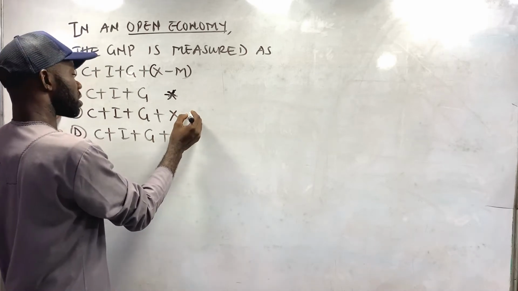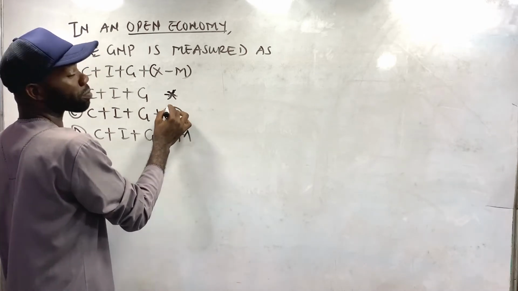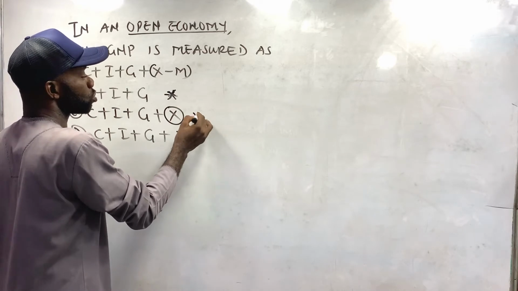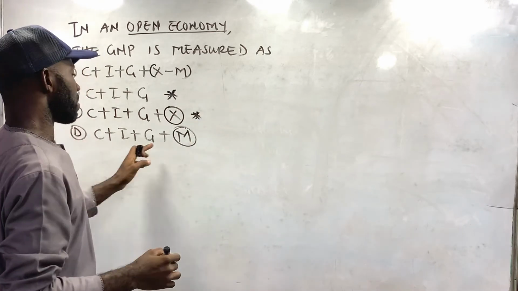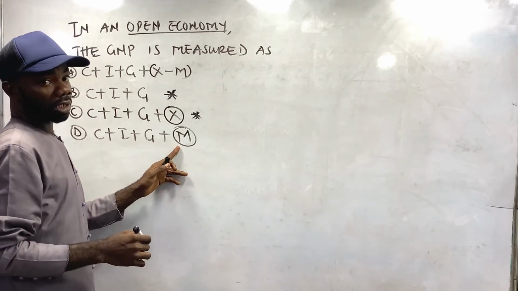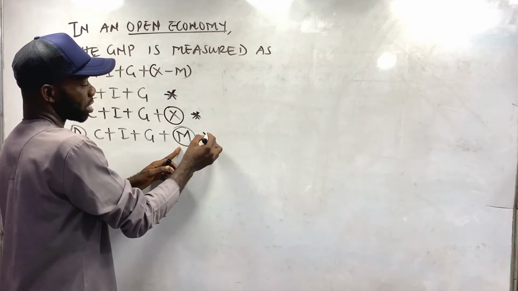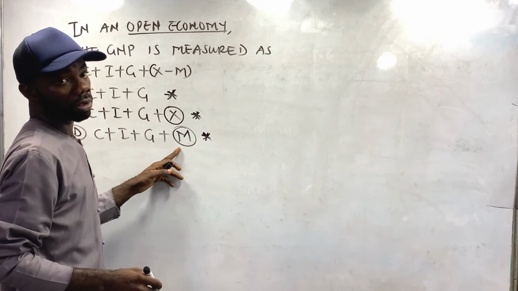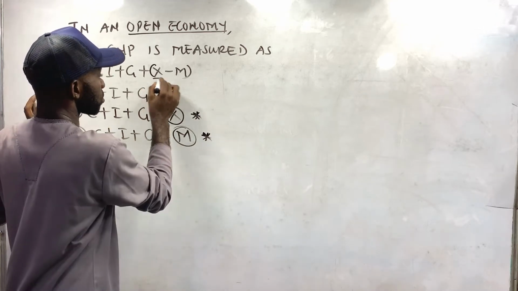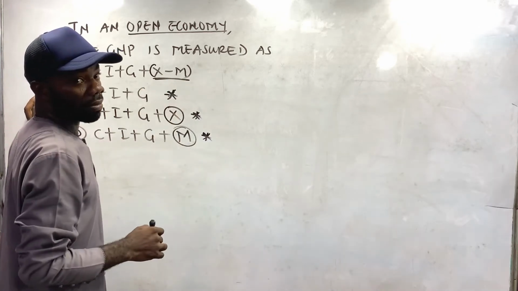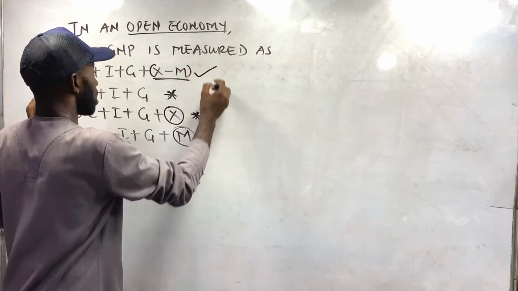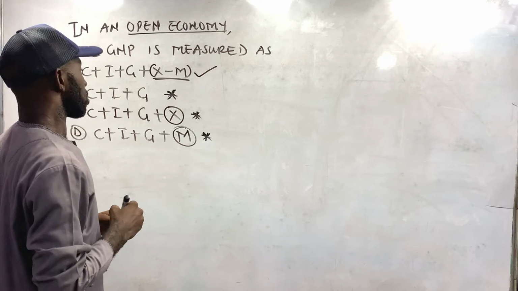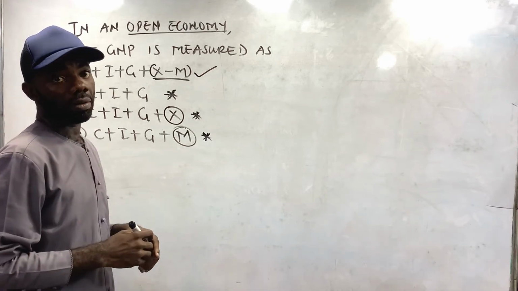C cannot be my answer because it accommodates only one part of it. It has to be the two. You rule this out. This also accommodates one. C plus I plus G plus M still makes this incomplete. I can rule it out and then check out what's going on here. X minus M. This is what makes it open. Our best answer is option A.